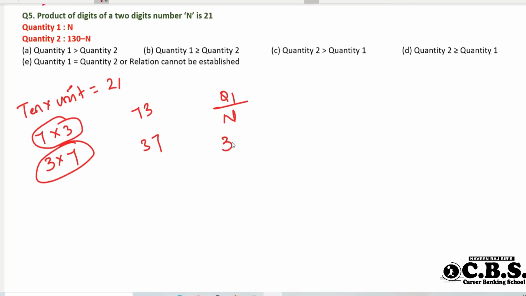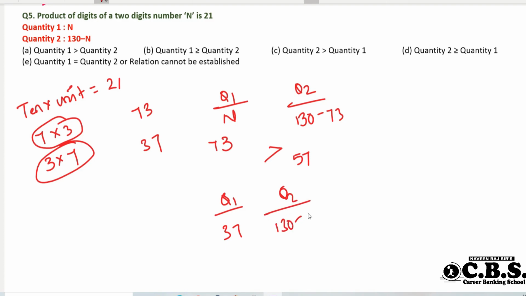So if I first take 73, what is quantity 2? It is 130 minus 73, which gives 57. So obviously here quantity 1 is more than quantity 2. Now if I take quantity 1 as 37, quantity 2 is 130 minus 37, which is 93, so here quantity 1 is less than quantity 2. So for quantity 1 and quantity 2 we get opposite symbols. With opposite symbols, no relation can be established. That option is the right answer.